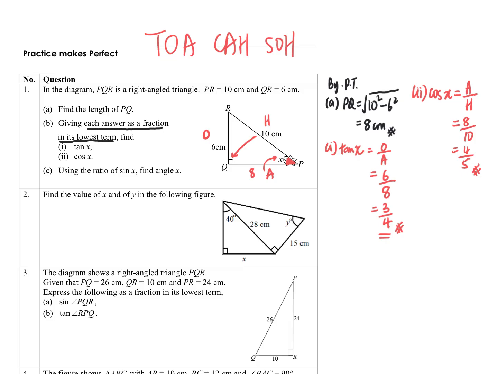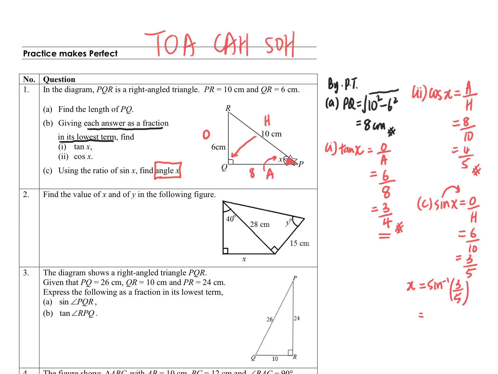Then lastly, they say using your sine X. So sine ratio is what over what? Okay, so opposite over hypotenuse. So it's 6 out of 10, which is 3/5. They say then you go and find the angle X. So if you want to find angle X, you need to sine inverse your 3/5. So go and press that using your calculator.